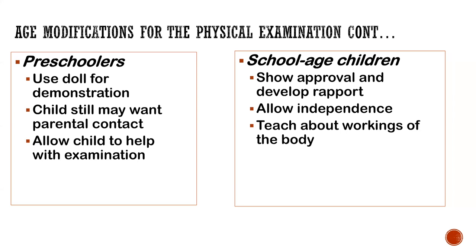For school-aged children, this is ages 6 to 12, we're going to develop a rapport with them by asking the child about his or her favorite school or play activities. We're going to allow the child to undress him or herself and get up and down from the exam table, and demonstrate your equipment before you use it. The school-aged child will be interested in how his or her body works, so use this opportunity for teaching.